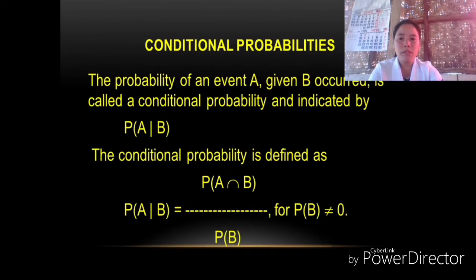Conditional probabilities. The probability of an event A given that B occurred is called a conditional probability and indicated by P of A given B. The conditional probability is defined as P of A given B equals P of A intersection B over P of B, for P of B not equal to 0.